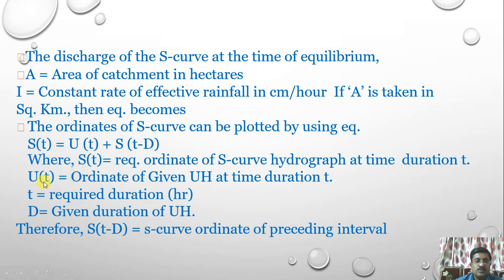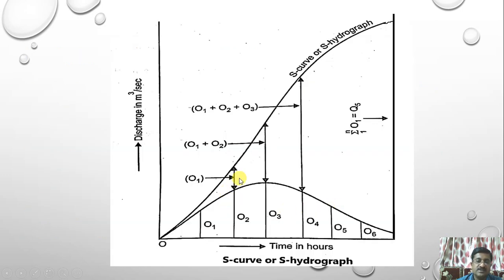What is Ut? Ordinate of the given unit hydrograph at time duration T. And what is T? Required duration in hours. D is the given duration of the unit hydrograph. So S into bracket T minus D is the S curve ordinate of the preceding interval. So that we have seen.